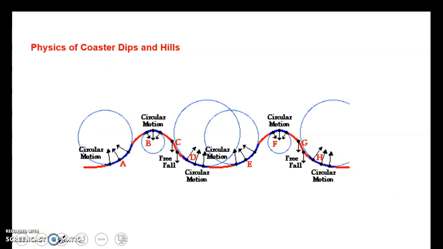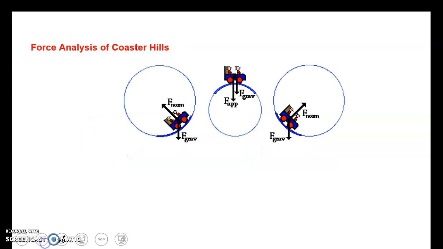Now, dips and hills. If you look at each dip or hill as a circle on its own, and you see everything pointing inward, you can see as you're going up a hill, it's going inside. As you're going over the top of a hill, everything's going inward, and this makes their own little circles with the actual coaster itself.